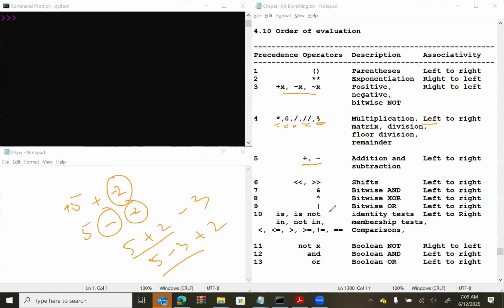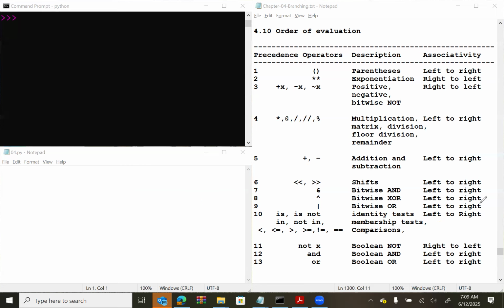But the identity operator is the next one, and then membership operators. They are on the same level. And the comparison operators, they are all on the same level, and these are left to right. Then we have not, and, and or is the last one. So guys, you have to memorize this part. There's no shortcut to that.